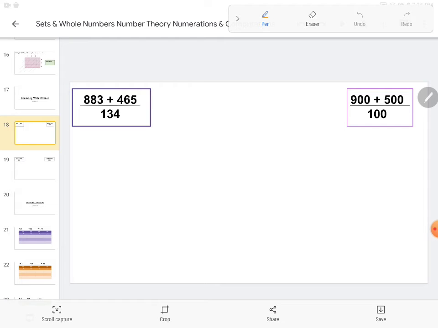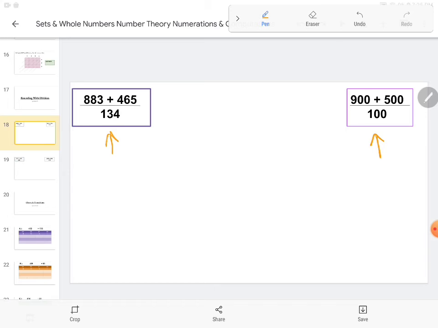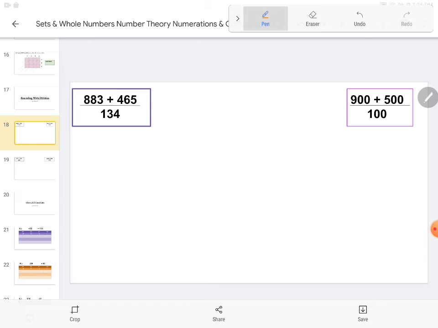But just to start out, we're going to solve for our original problem right here. And then we're going to solve for our rounded problem, and we're going to compare our answers. So just to start out, I'm going to use my calculator for a little bit of this, just for time purposes. You're welcome to do it by hand if you like. We're going to do 883 plus 465 just to simplify our division problem.